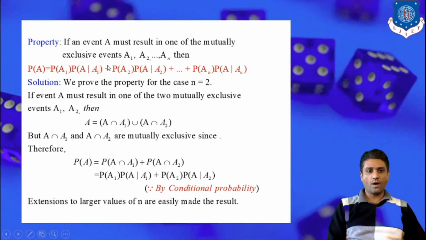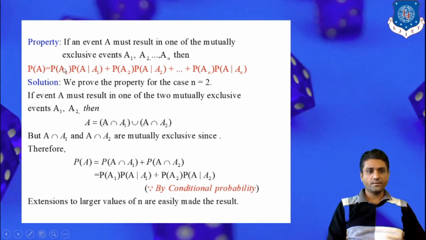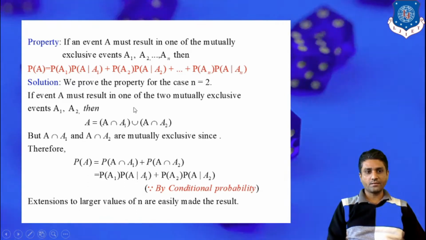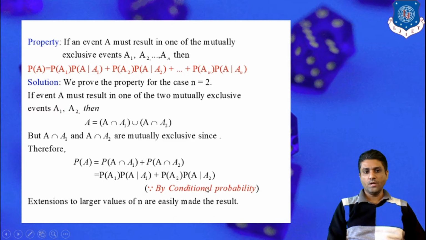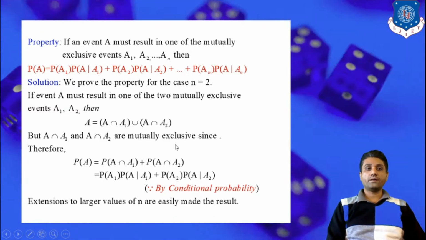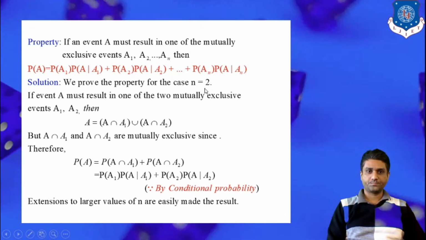If we compare with this expression, the probability of A1 times the probability of A given A1, plus the probability of A2 times the probability of A given A2, we conclude that we have proved this property for n equal to 2.